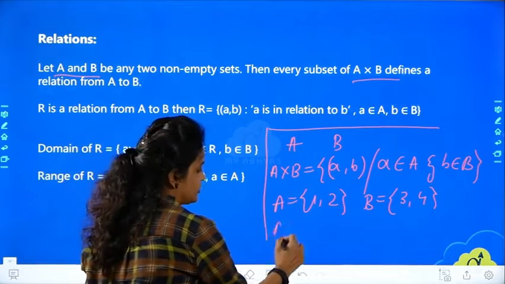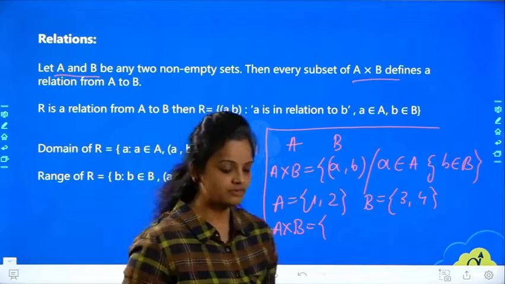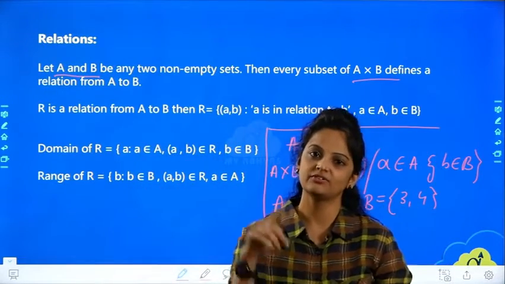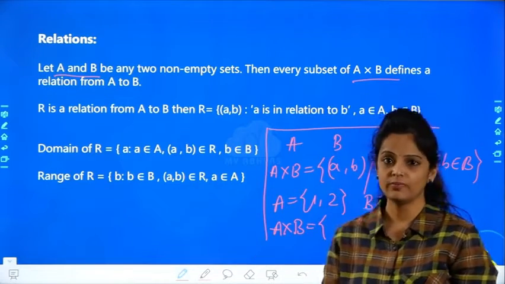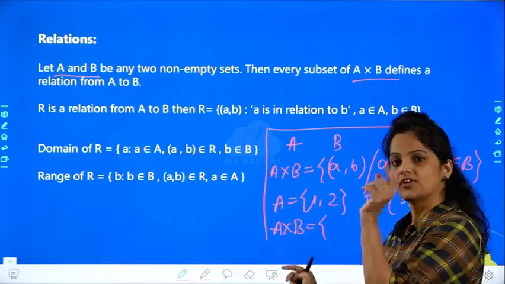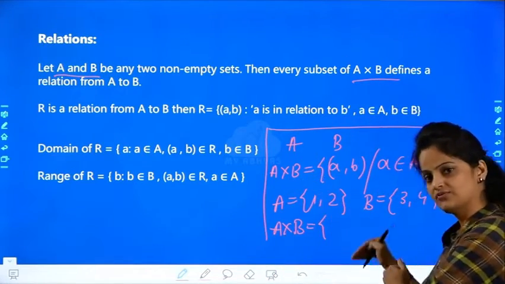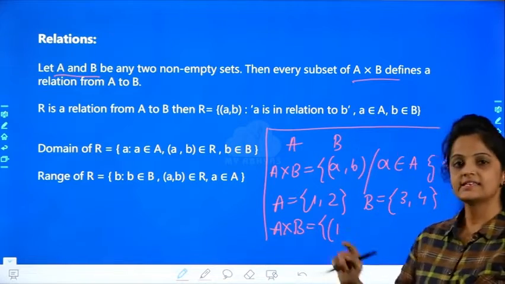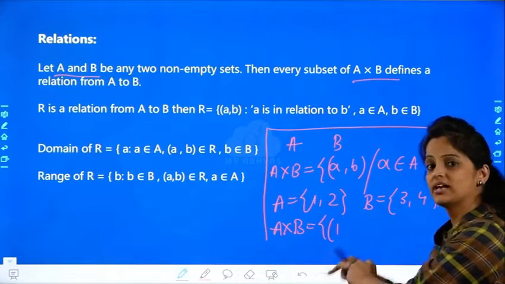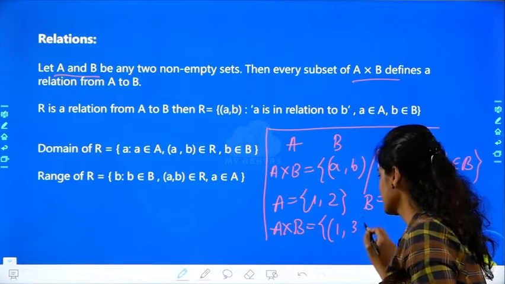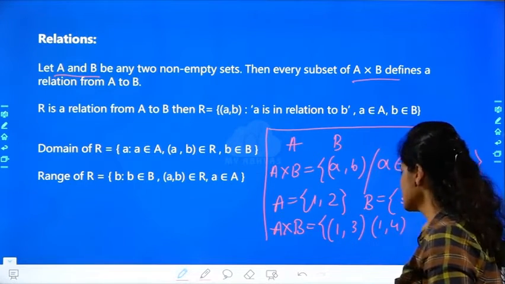If I am writing A cross B, remember one thing: the first element will belong to the first set and the second element will belong to the second set. I can write even B cross A, that won't matter. First element belongs to the first set, which is here A. So the first element I have to take from the first set, and the second element from the second set. So one I am bringing from A, the other one I will bring from B: (1, 3), (1, 4).